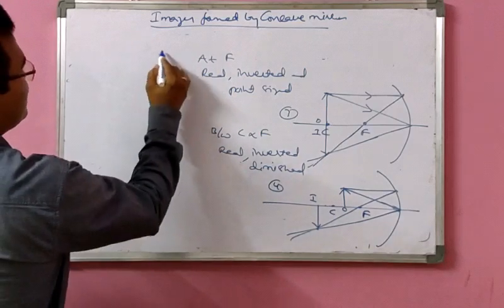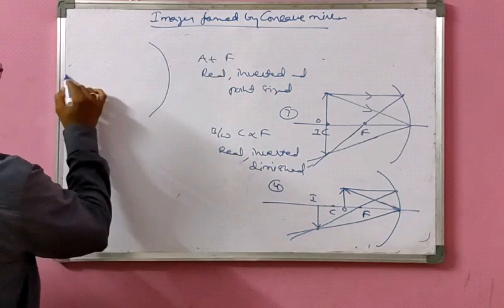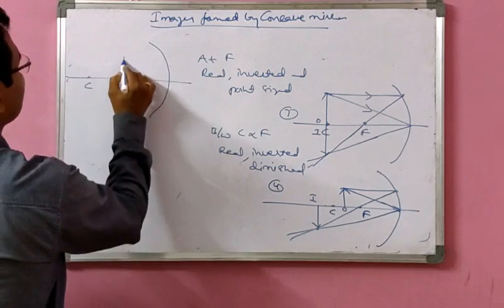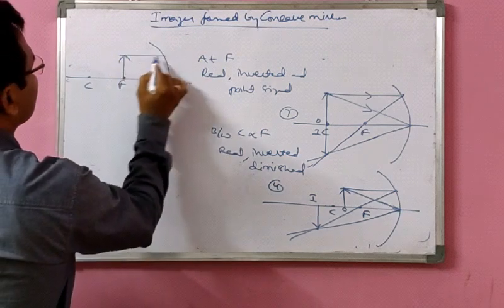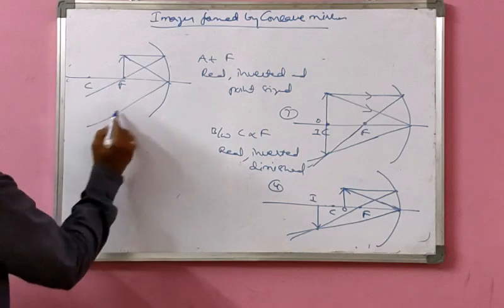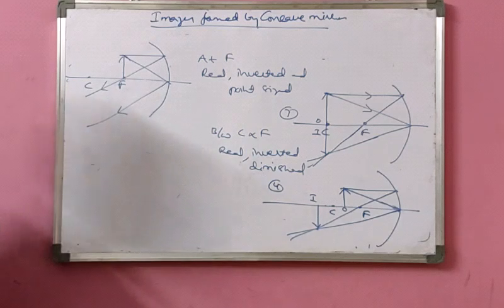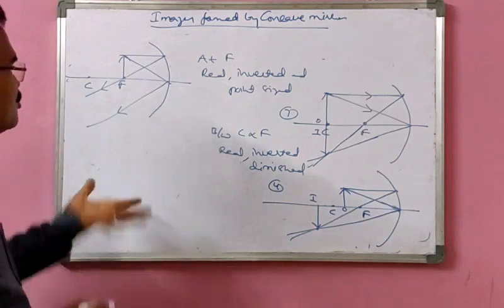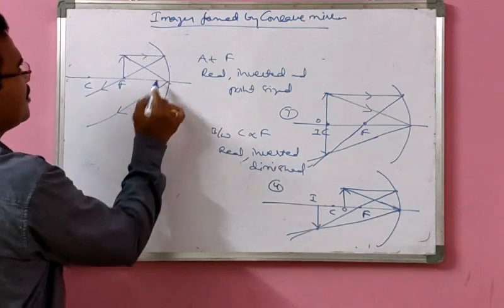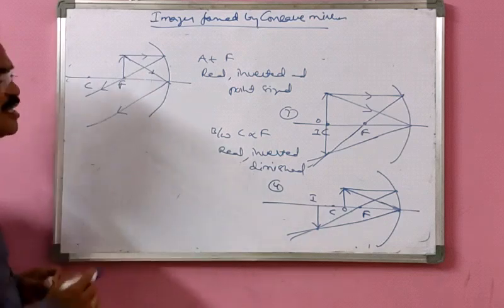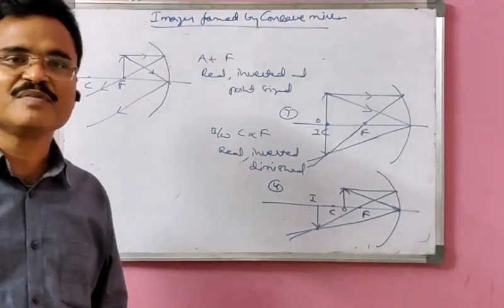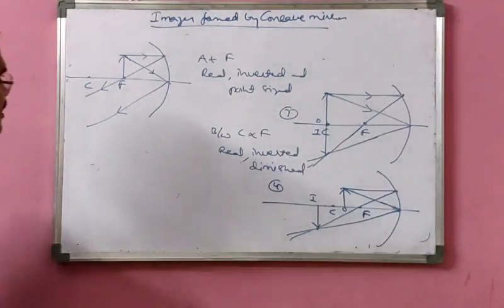Object is placed at focus. You can see these are the parallel lines coming here. So parallel lines, where they are going to meet here, they are going to meet at infinity. So therefore what I can say here, when object is placed at the focus, the image will be formed at infinity. Image will be formed at infinity, right?